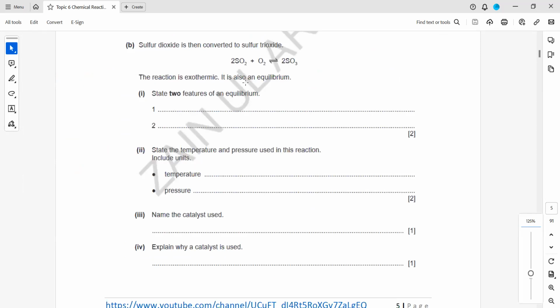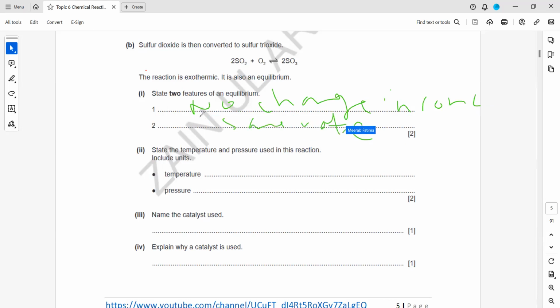Sulfur dioxide is then converted into sulfur trioxide, and the forward reaction is exothermic. State 2 features of equilibrium. The first thing: there will be no change in the concentration. And the second thing: the rate of forward reaction equals the rate of backward reaction.